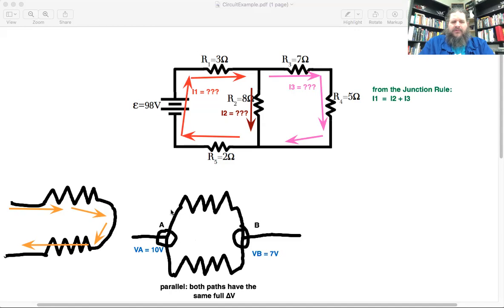If you go through the top resistor, you're losing 3 volts. If you go through the bottom resistor, you're also losing the same 3 volts. So each one of these resistors would have delta V equals negative 3 volts. Any questions on that so far?